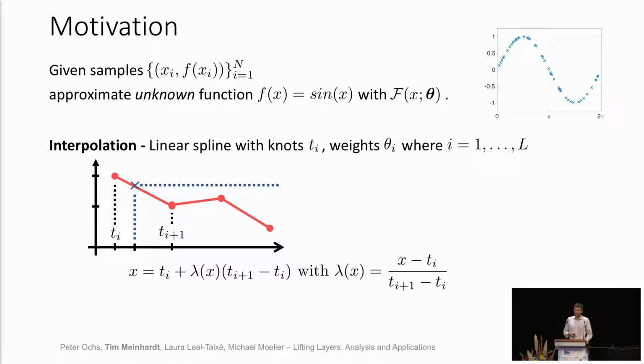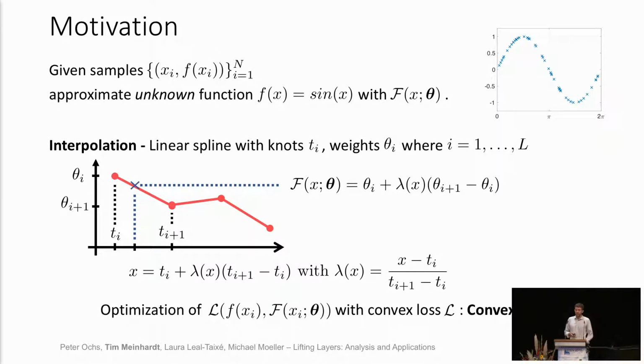You can see that the interpolation coefficient lambda, if you put it back into the equation, actually leads to the data point x. Now, given the weights theta i and theta i plus 1, we can actually find an interpolation function of those data points by the big F with the parameters theta. You can see that this whole formulation is still convex, and if we optimize this with a convex loss, we actually optimize a convex problem. This works pretty well for those data points.